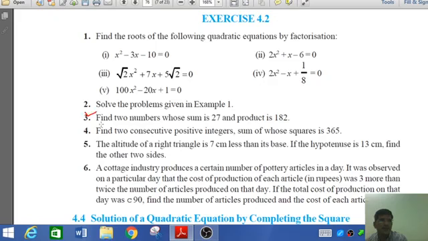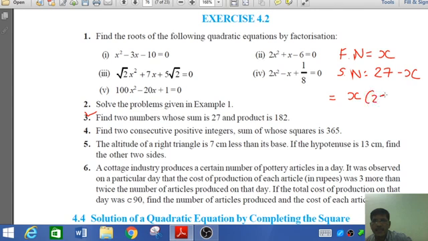Third sum. Find the two numbers whose sum is 27. So if I take the first number as x, then the second number is equal to 27 minus x. Don't take x minus 27. Product means multiplication. x multiplied by 27 minus x. So if I open it, 27x minus x square. Here the product is given, 182. So now we have to make a factor.